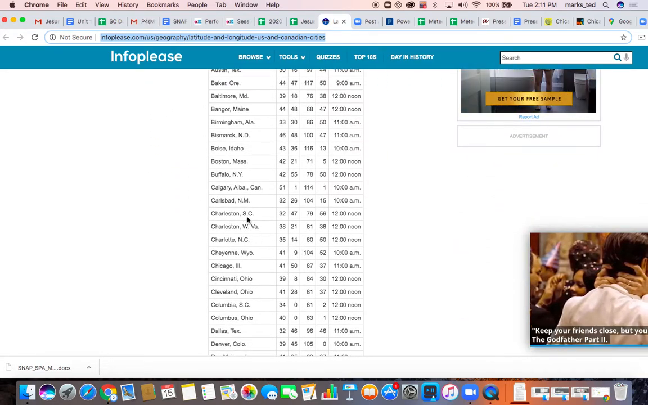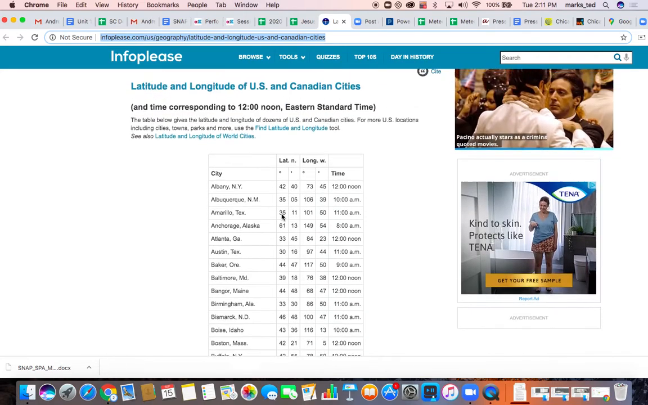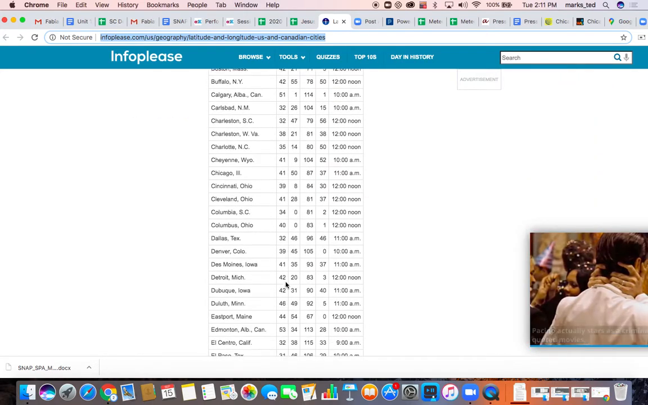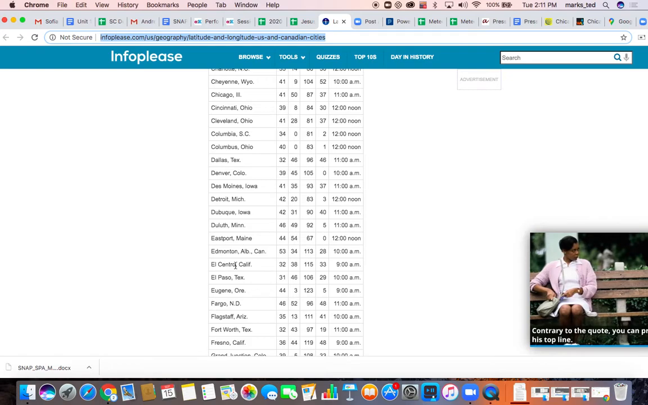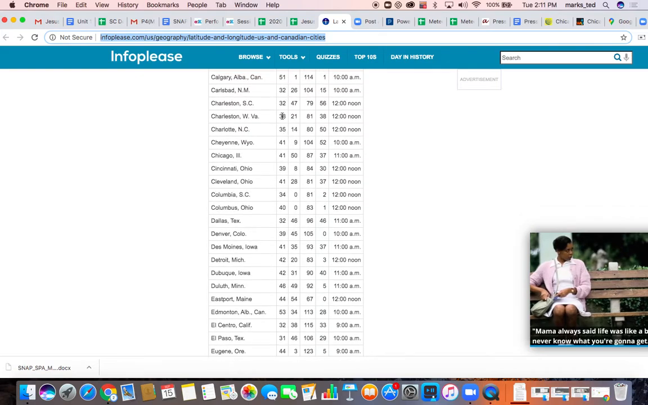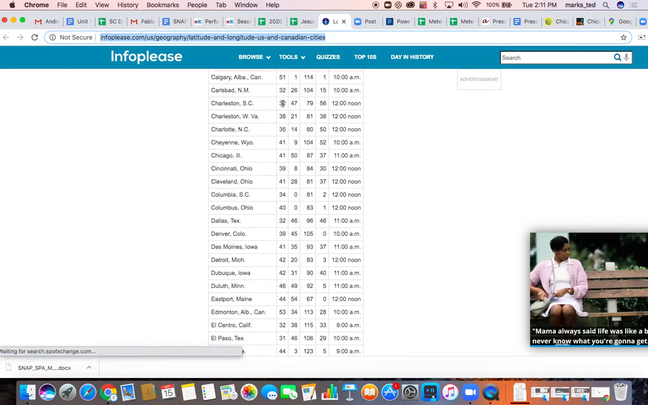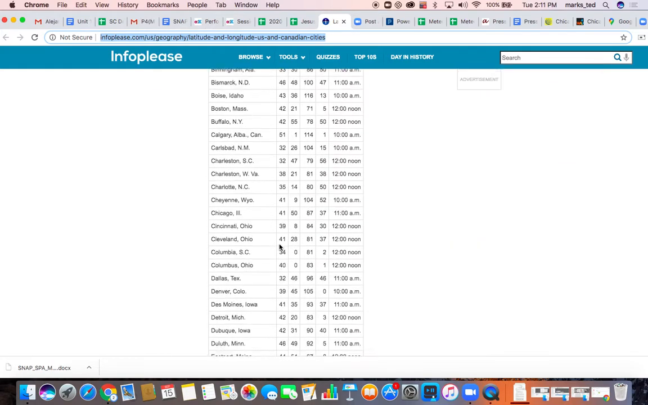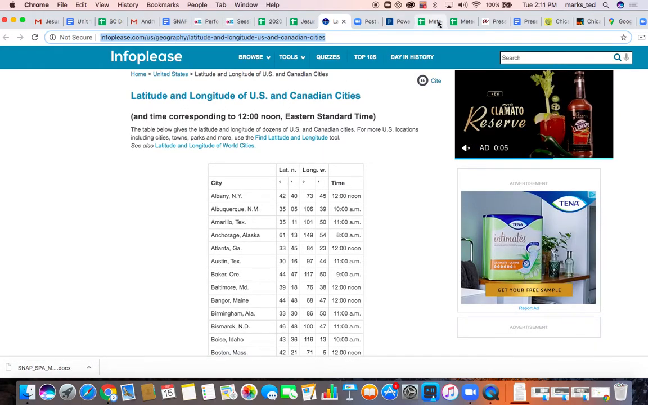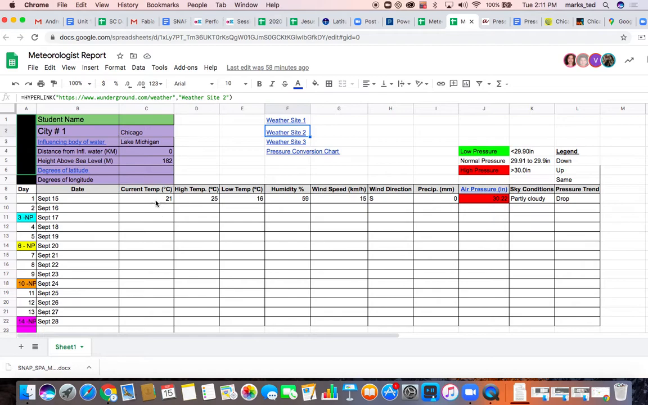For example, if you pick Charleston, South Carolina, the latitude is 32 degrees north. Anywhere within 34 to 30, you would be able to pick. For example, El Centro, California, you could pick because it's the same degree of latitude. So you want to pick two cities with the same latitude. Longitude doesn't matter, how far away they are from each other, but the latitude we want to be relatively close to each other.